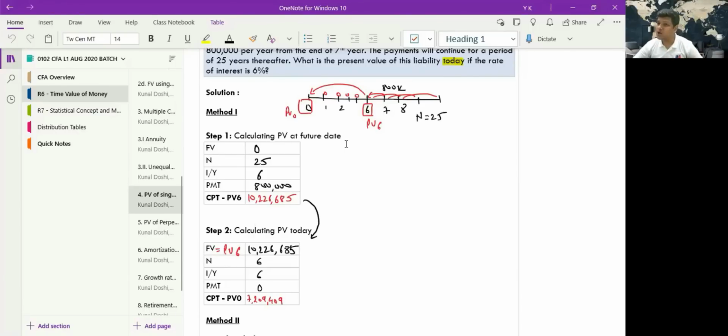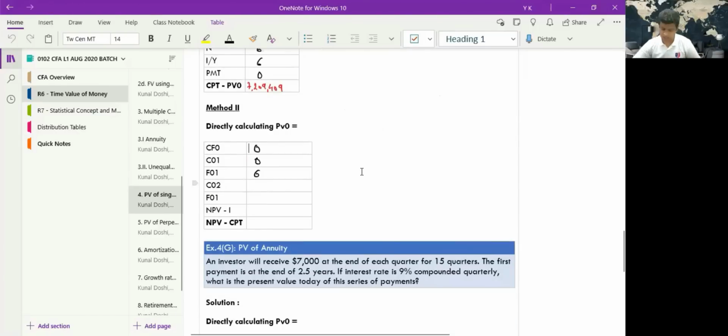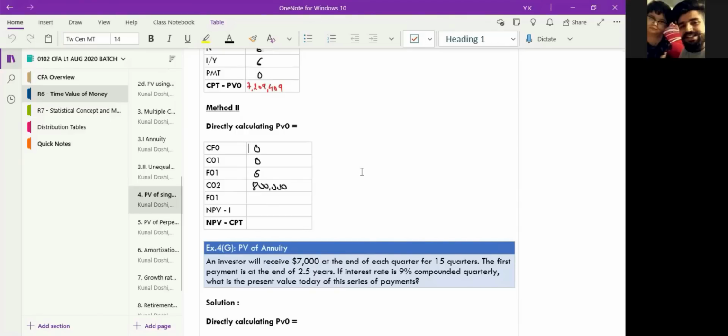From the 7th year, you have a cash flow of 800,000. So your C02 will now be 800,000. Enter. And for how many periods do you have this amount? 25 years. So when you press the down arrow key, the frequency that you're going to put is 25, enter. Got it?